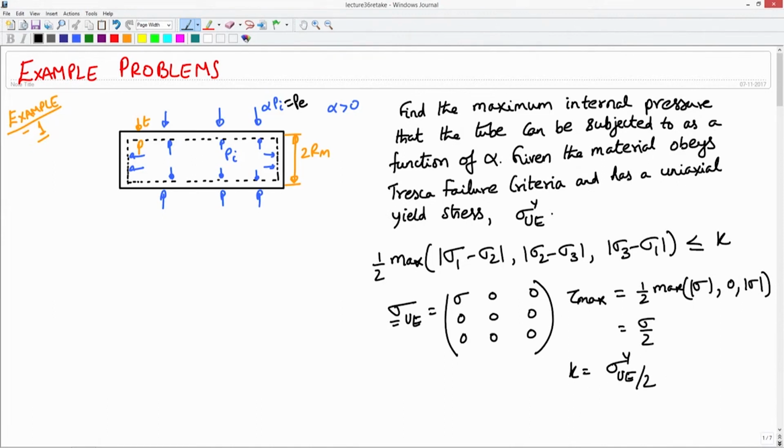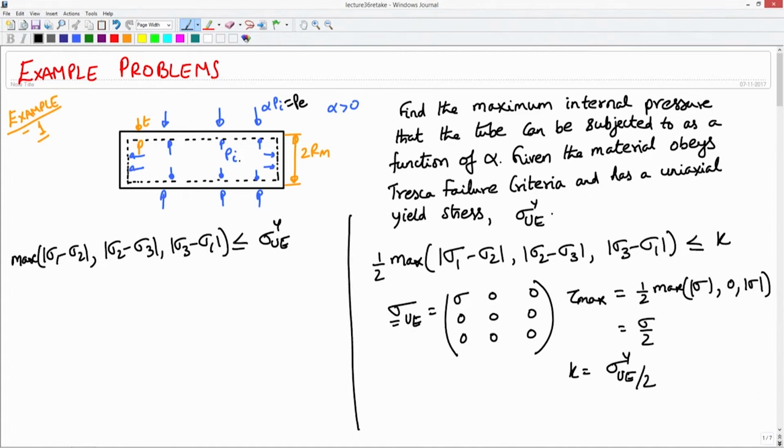So, now putting all this together, we have found kappa, the material parameter in the Tresca failure criterion. So, you have to limit the maximum of the absolute values of sigma 1 minus sigma 2, sigma 2 minus sigma 3, sigma 3 minus sigma 1 to be less than or equal to sigma_yue, substituting for kappa as sigma_yue by 2. Now, let us go over to the boundary value problem that we are interested in. In a thin walled pressure vessel, you assume there is no radial stress and there are only hoop and axial stresses: 0, 0, 0, sigma axial.